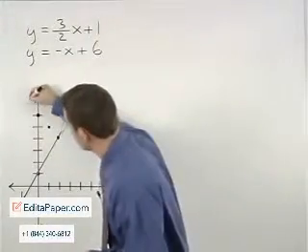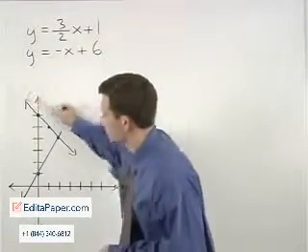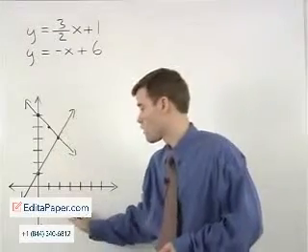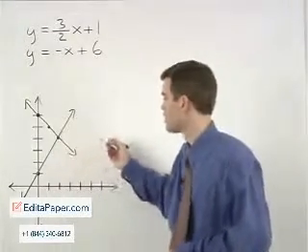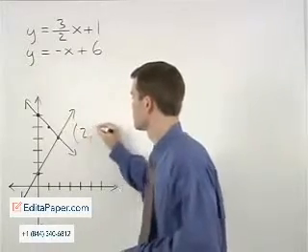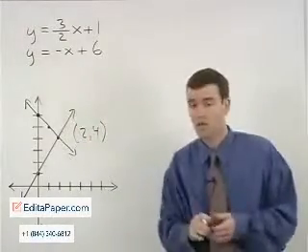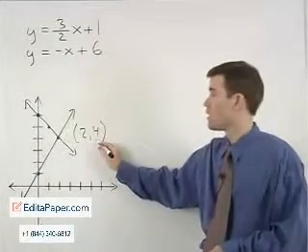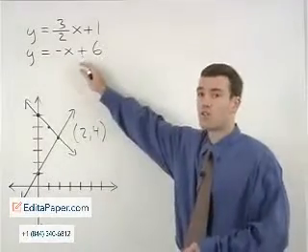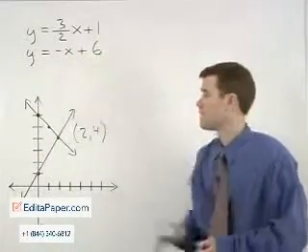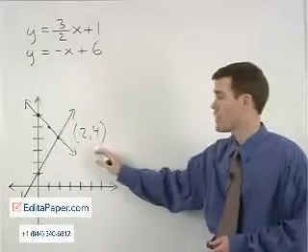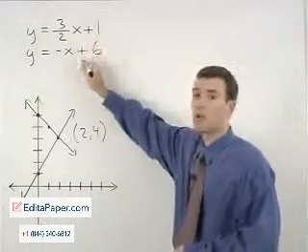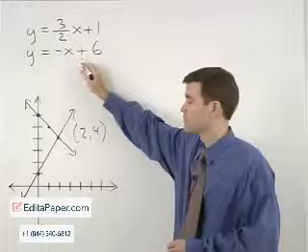So if we graph our second line, you can see that the two lines intersect at this point, which has the coordinates 2, 4. In other words, when x equals 2 and y equals 4, we have the solution for our system of equations. It's very easy to check your answer by plugging these values for x and y back into each of the two original equations to see if they work.